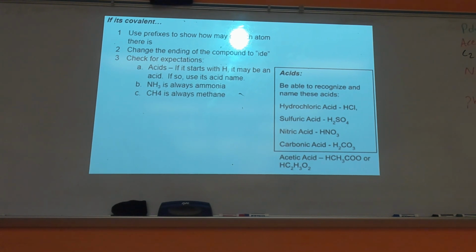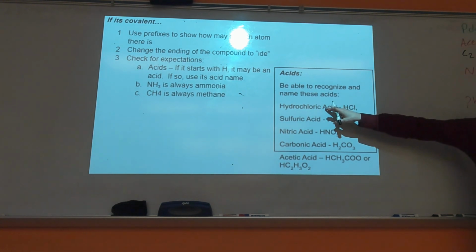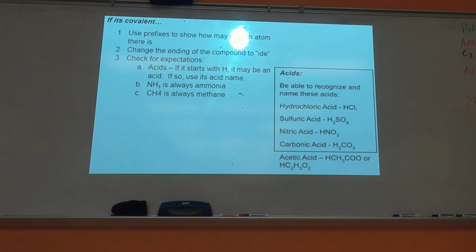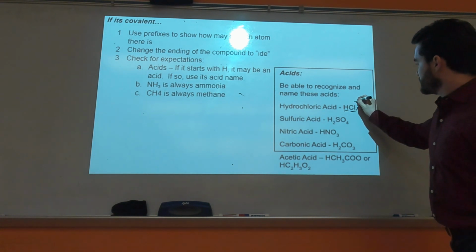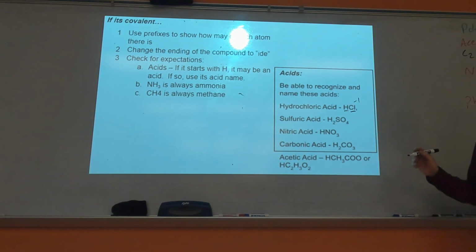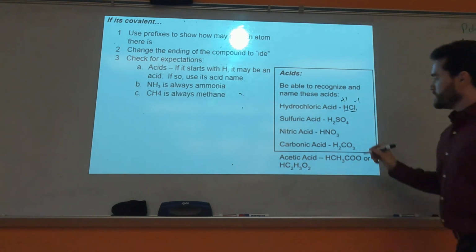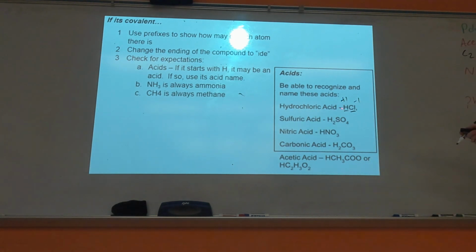So check this out. Hydrochloric acid: hydrogen, chloric. What does chloric sound a lot like? Chlorine. So hydrochloric acid, HCl. Now, how do you know it's 1H, 1Cl? Well, what's the charge of chlorine? -1, right? What's the charge of hydrogen? +1. That's why it's 1H, 1Cl.